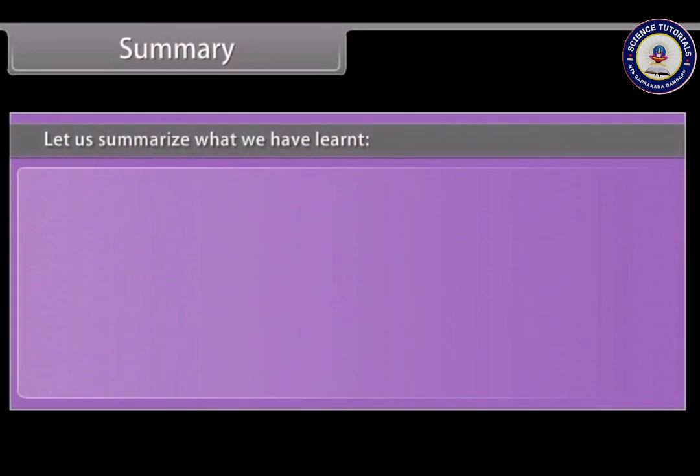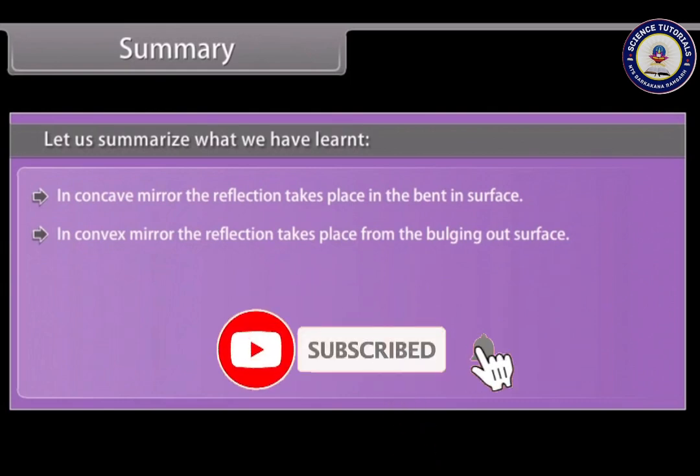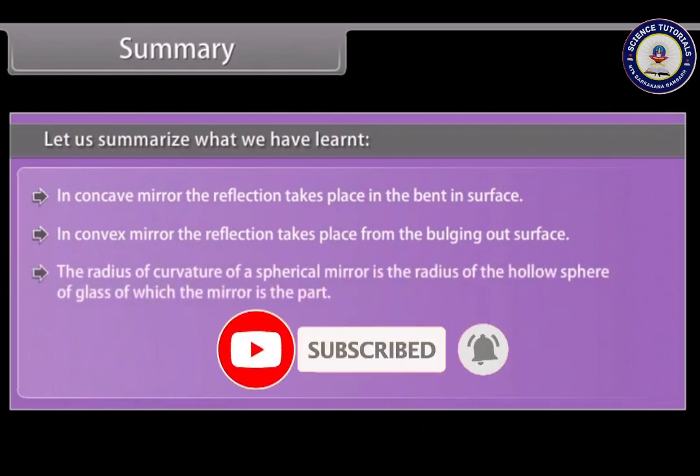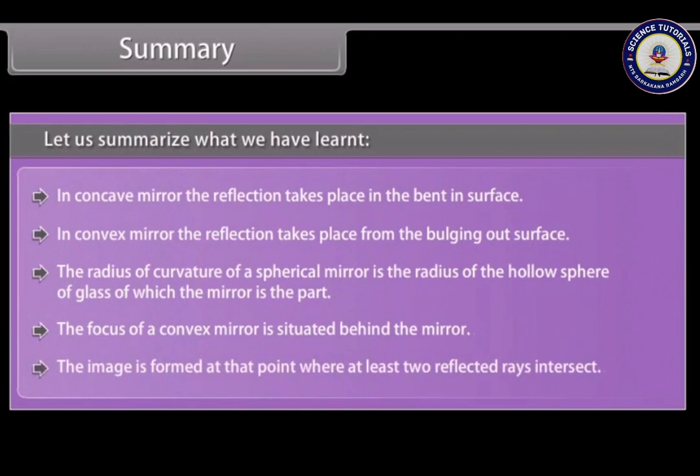Summary. Let us summarize what we have learned. In a concave mirror, the reflection takes place in the bent in surface. In a convex mirror, the reflection takes place from the bulging out surface. The radius of curvature of a spherical mirror is the radius of the hollow sphere of glass of which the mirror is a part. The focus of a convex mirror is situated behind the mirror. The image is formed at that point where at least 2 reflected rays intersect.